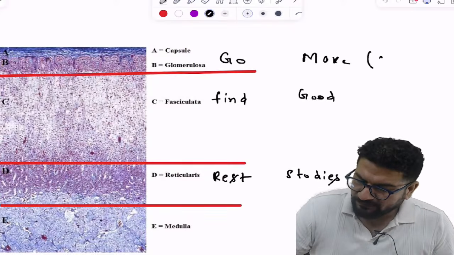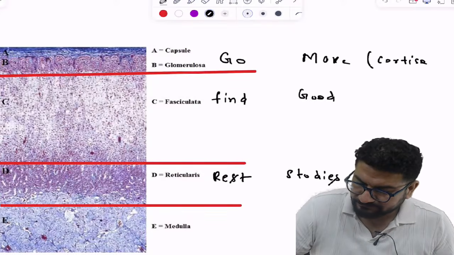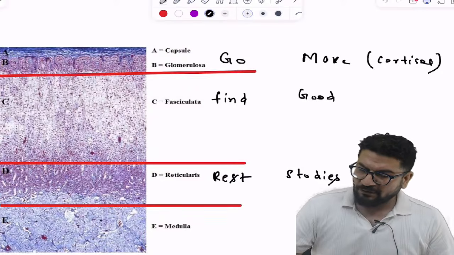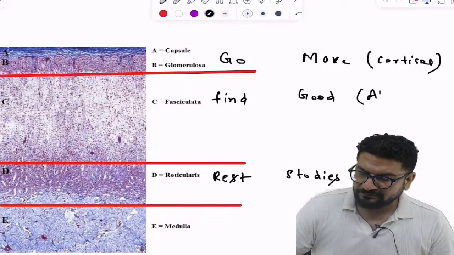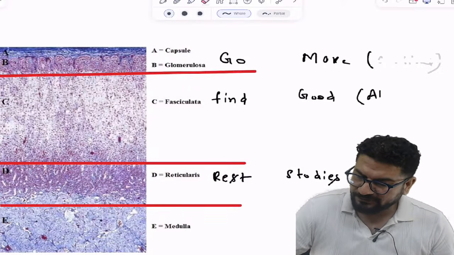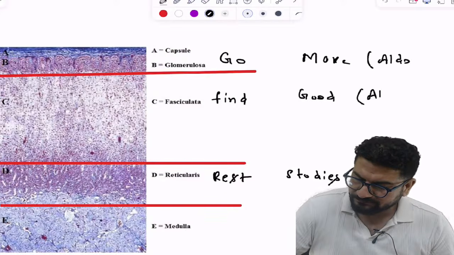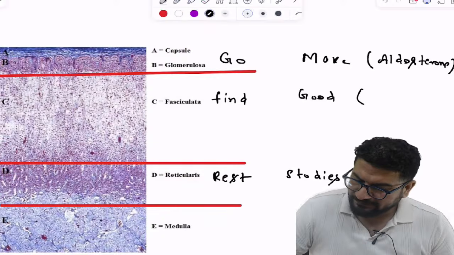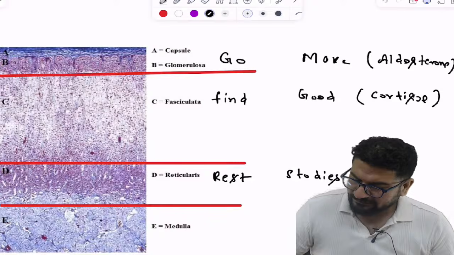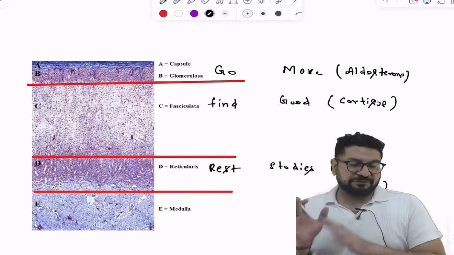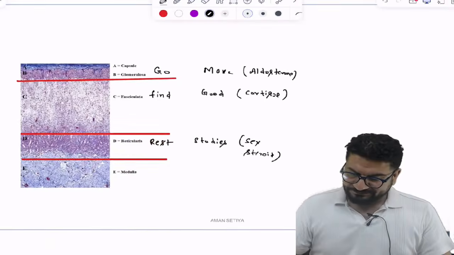Mineralocorticoid means your aldosterone. Glucocorticoid means your cortisol, and this will be your sex steroid. So these are the hormones. Sometimes they ask you image based, sometimes they ask you a direct question in the exam.